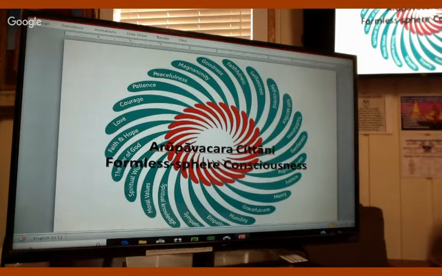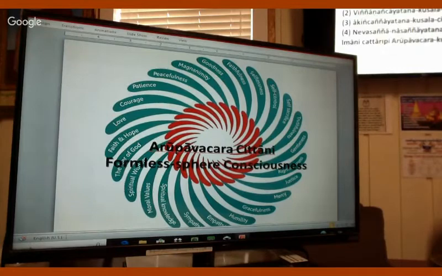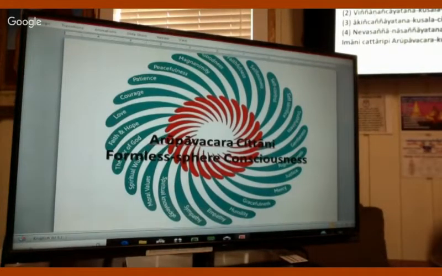So first we need to understand the Arupavachara Kusala Chittani. How many Arupavachara Chittani are there? Twelve, altogether twelve. Kusala, wholesome or moral consciousness, is 4. And then Vipaka Chitta, resultant consciousness, 4. And then Kiriya Chitta, functional consciousness, 4. So altogether, Arupavachara Chittani, 12.